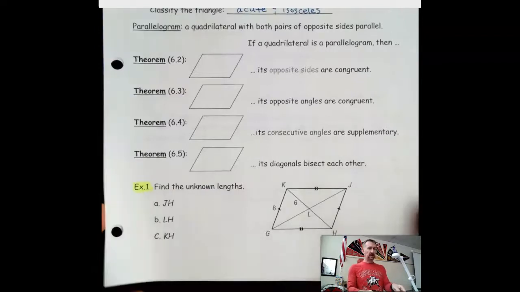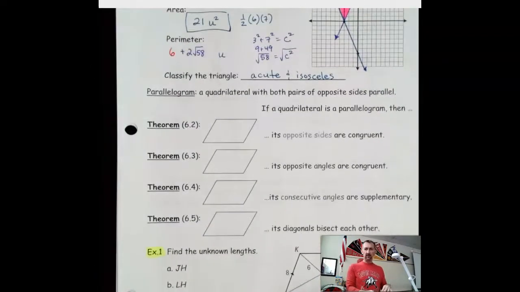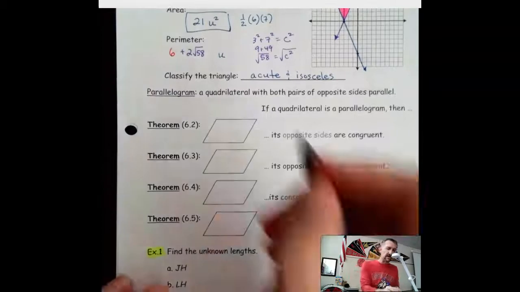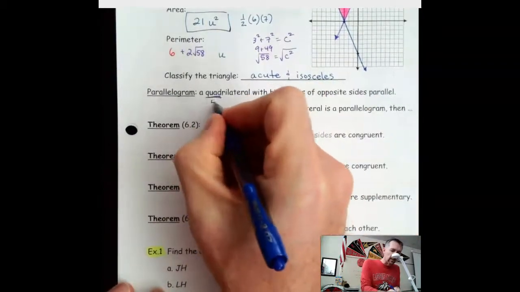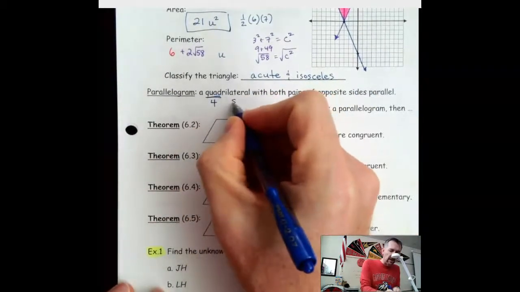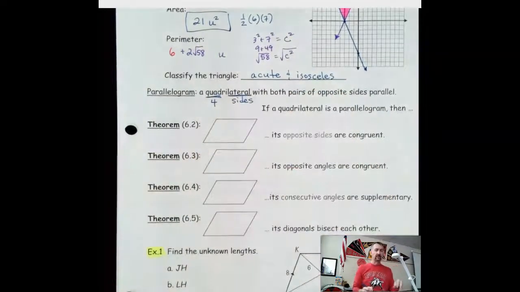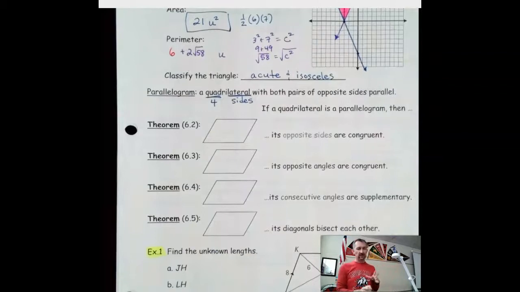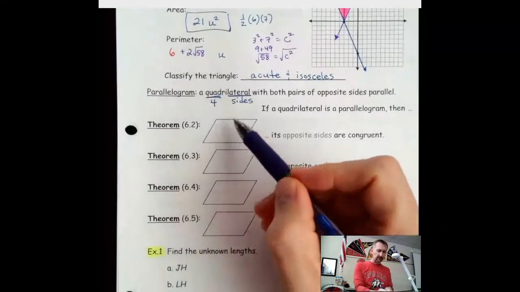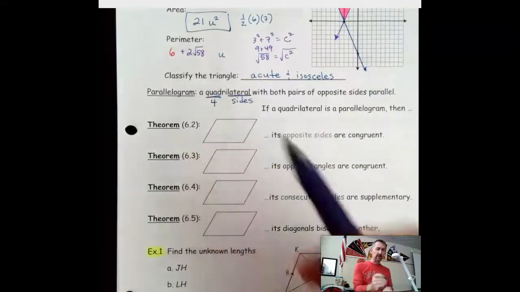So, a parallelogram is a quadrilateral. Quad is 4, lateral is sides. So, y'all know what a quad is. You've heard of that before. And lateral is side. So, 4 sides. Both pairs of opposite sides are parallel. So that's what makes them a parallelogram. These are parallel, those are parallel.